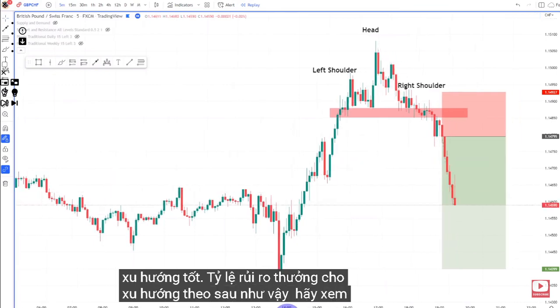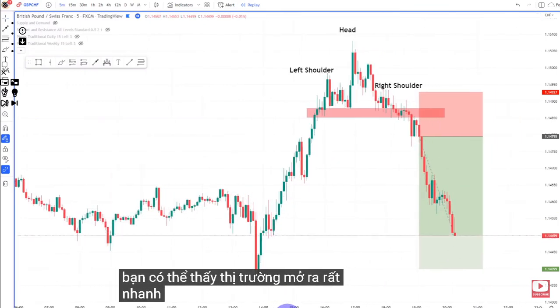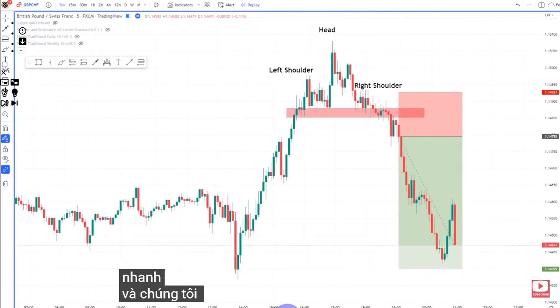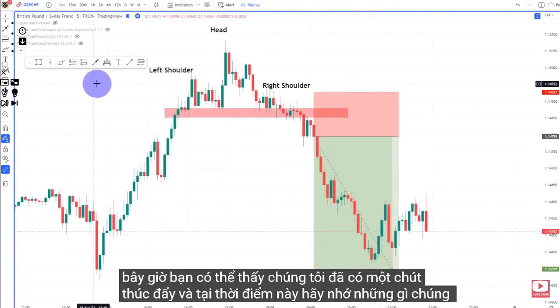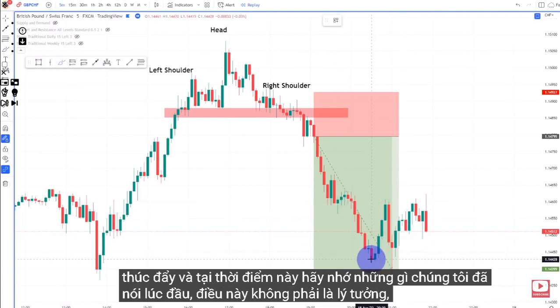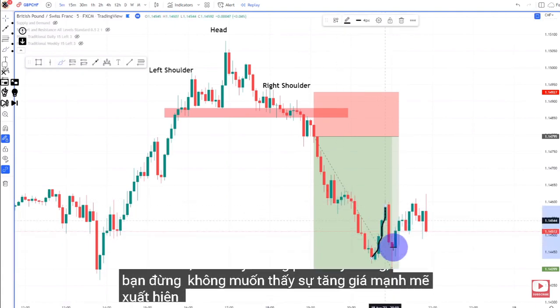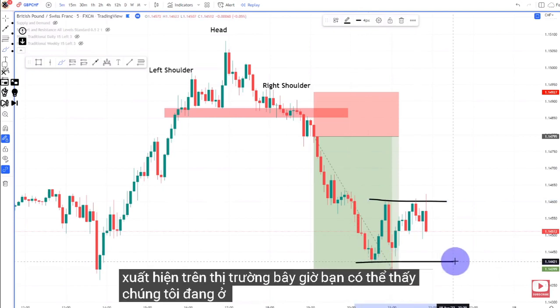So let's see. You can see the market unfolds very quickly. And we didn't make it all the way, but now you can see we had a little bit of a push. And at this point, remember what we said in the beginning, this is not ideal. You don't want to see strong bullishness coming into the market. Now you can see we are here in this range.